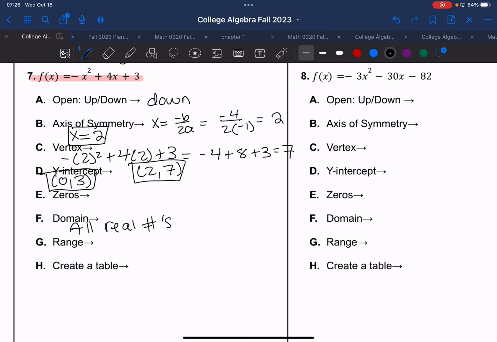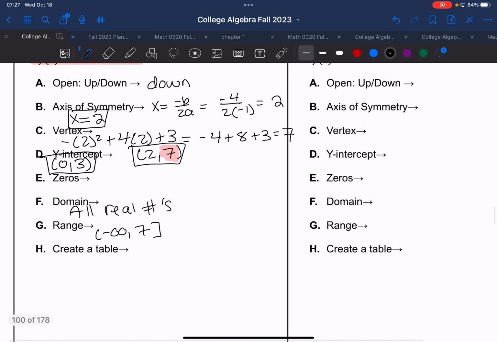Okay, and then our range, we use what value from the vertex? The y, so it's going to include a 7 in it. And since it's opening down, is it going towards positive infinity or negative infinity? So what's our range? Close. Negative infinity, comma 7. Negative has to come first. And the number will always be a bracket? For this course, yes.